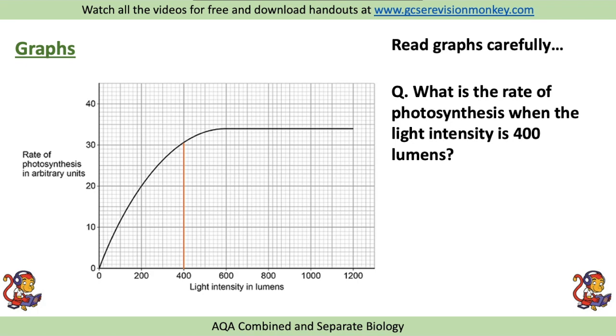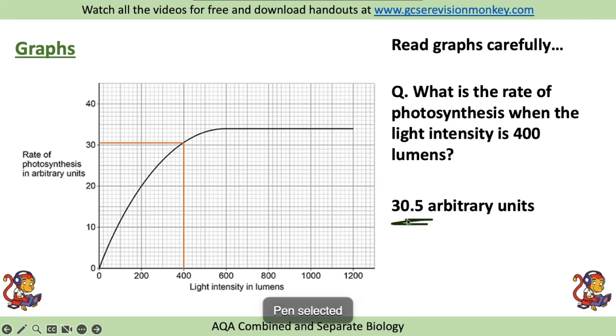Just continue by drawing a line across, and you can see this one, it doesn't come off at 30, it doesn't come off at 31, so we need to be really accurate that our answer is going to be 30.5. Don't force it to meet one of the lines on the graph. If you find that it comes in the middle of a box, that's absolutely fine. Just read it accurately rather than forcing it up to the next line.